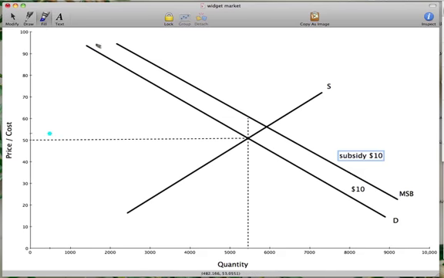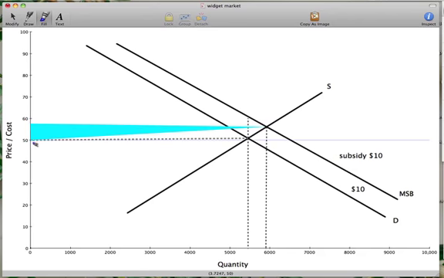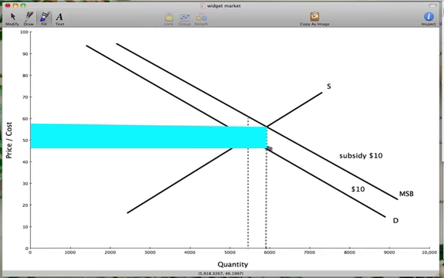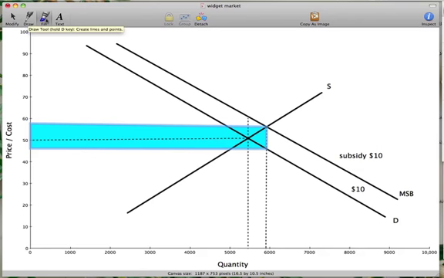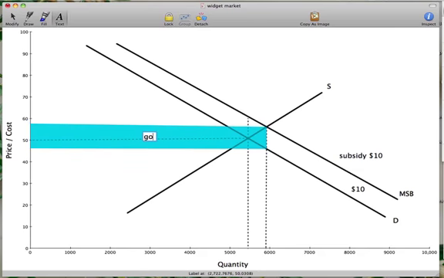The government pays $10 per unit to the consumer, and what we see is that there is an increase in the number of goods sold to 5,900 units. How much does the government have to pay? Well, they pay $10 per widget, and they are paying for the 5,900 widgets. So the area seen shaded here is equal to the amount that the government pays.